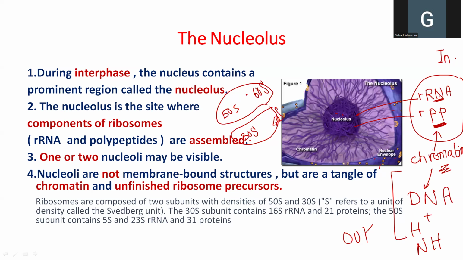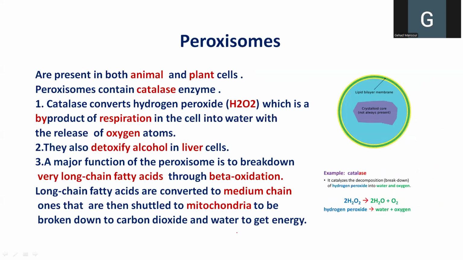The 30S subunit, for example, consists of 16S ribosomal RNA and 21 proteins, whereas the 50S subunit contains 5S and 23S ribosomal RNA and 31 proteins. This is not at all important. This is very complex and you needn't know all this. You just have to know that the larger subunit has a higher density, and the smaller subunit has a lower density.